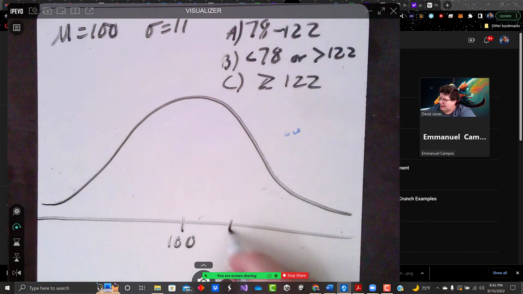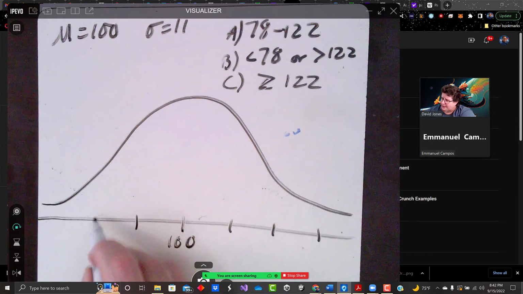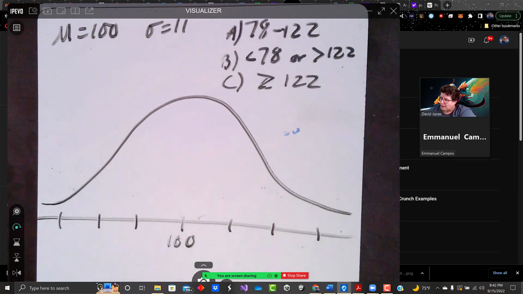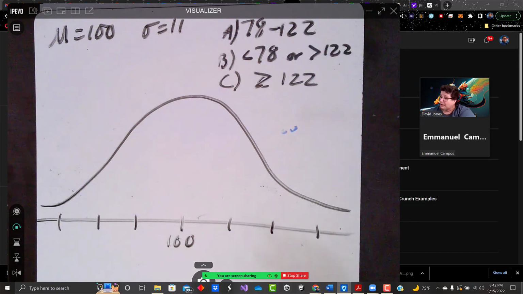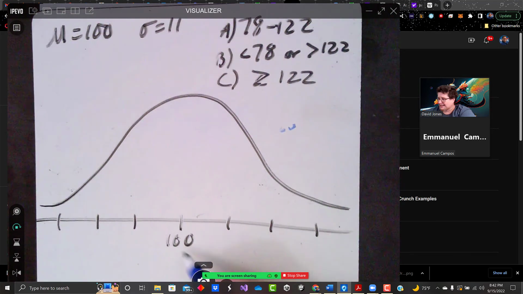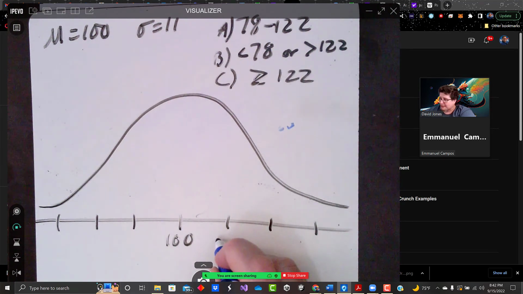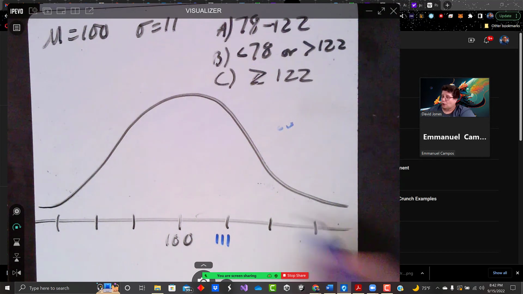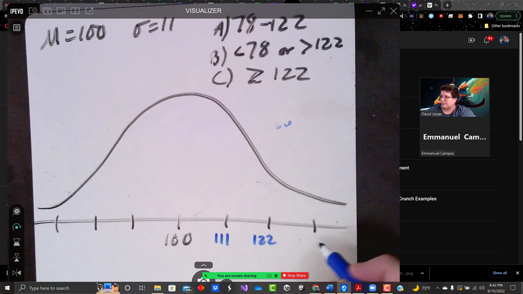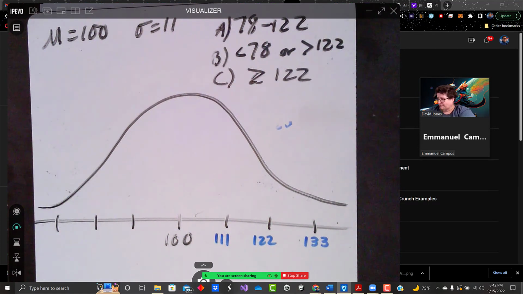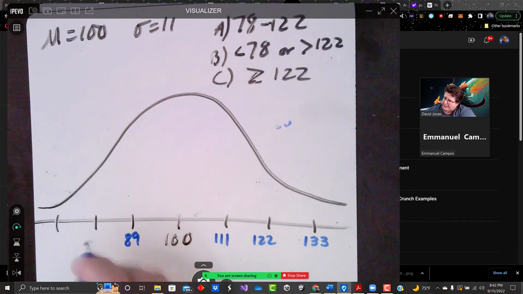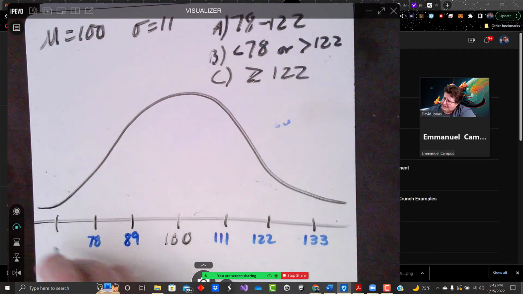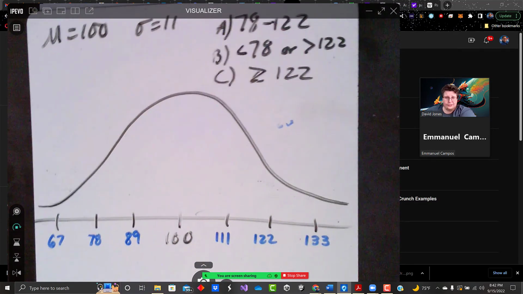Then you're going to make 3 hash marks to the right and 3 hash marks to the left. What you're going to do is just add that standard deviation, 11, each time as you go to the right. 100 plus 11 is 111. 111 plus 11 is 122. Do it again and it's 133. Going forward is a little bit easier than subtracting. Subtracting gives 89, 78, and 67. If you do it in a calculator, you'll see those.